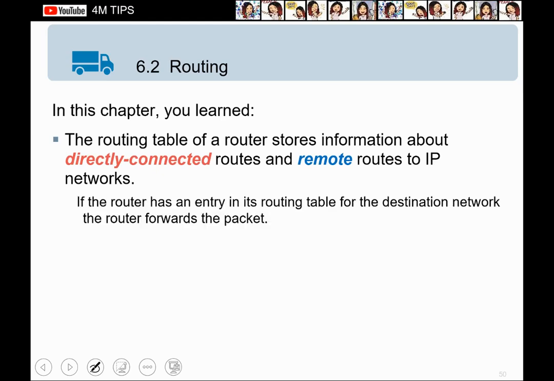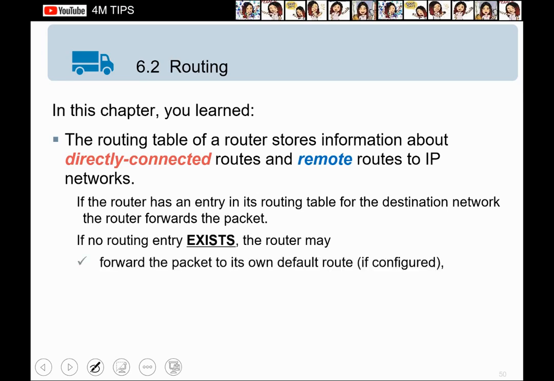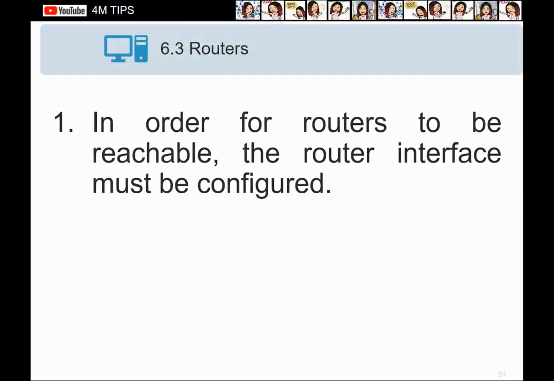If the router has an entry in its routing table for the destination network, the router will forward the packets. If no routing entry exists, of course, the router may do the following. First, it will forward the packets to the default route. But if you don't configure the default gateway, the router cannot find the destination address, so in this case it will drop the packet. So that is what you learned about routing.